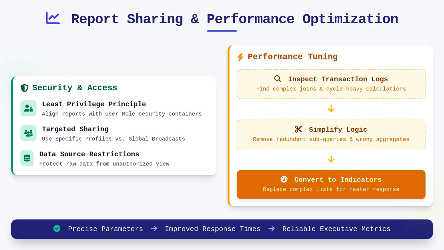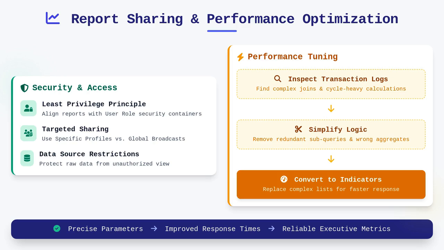Sharing and scheduling your reports involves balancing accessibility with the principle of least privilege, ensuring that your reports fall within the security container of the user's role. You must configure sharing profiles that specifically target groups or individual roles within the vulnerability response module rather than broadcasting data globally. For data sources, always use the secure data source restriction capabilities to prevent unauthorized users from viewing the underlying raw data that informs your summary statistics.